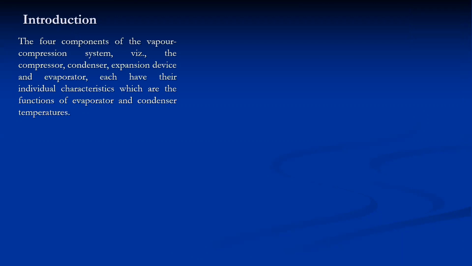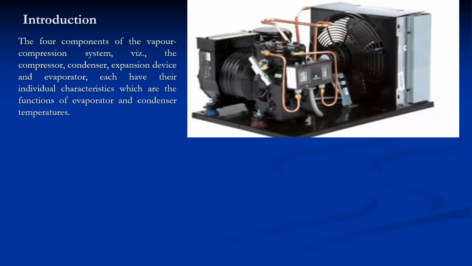These components have their own characteristics, which are functions of evaporator and condenser temperatures. Generally, the system characteristics are obtained by superimposing the characteristics of these components. Mainly there are 2 approaches used, a graphical approach and an analytical approach. The graphical approach gives approximate and convenient results when superimposing 2 to 3 components at maximum, like a condensing unit, because there are only 2 components, that is condenser and compressor.